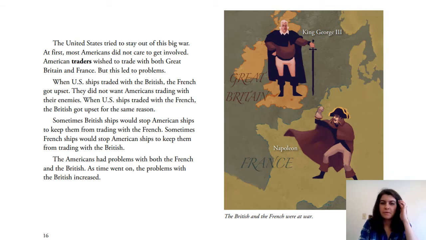Let's keep reading and think about who did the Americans have problems with. Sometimes British ships would stop American ships to keep them from trading with the French. Sometimes French ships would stop American ships to keep them from trading with the British. The Americans had problems with both the French and the British. As time went on, the problems with the British increased. So who did Americans have problems with? The British and the French.